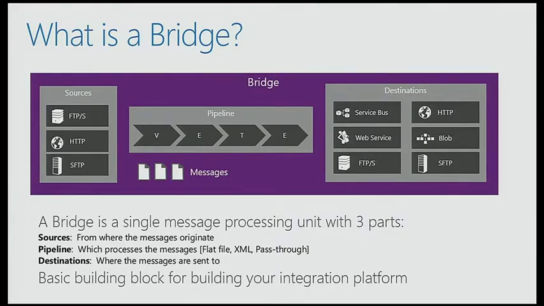Sources define where the messages come from. In BizTalk service, every bridge has an implicit HTTP source endpoint, which means you can send messages through HTTP. We also have support for common protocols like FTP and SFTP. So in addition to HTTP, you could add other source endpoints, an FTP or SFTP endpoint, and a bridge would be able to pick up messages from those FTP servers or SFTP servers.